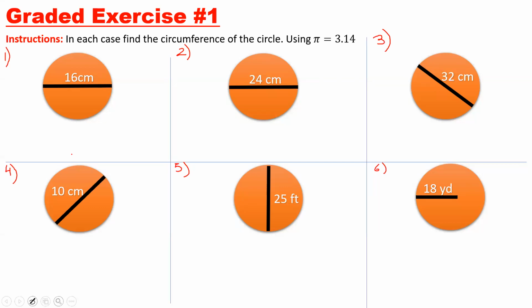Aaron, are you there? Is Aaron here? Yes, sir. Do you understand what to do? Yes, sir. What number are you on? I'm on number 2. Okay, once you finish with the work, take a picture of it and send it to me via WhatsApp. Yes, sir. Yes, Dion? Is number 5 supposed to be 25? Yeah, it's supposed to be 25.